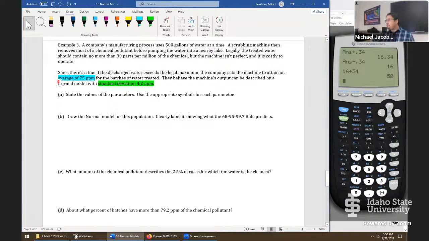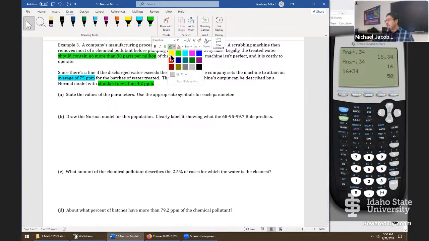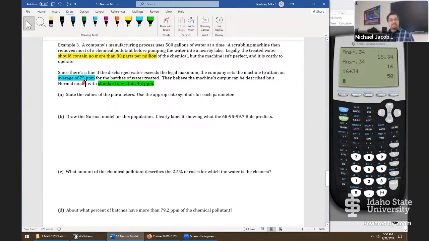So they're averaging 75 parts per million. It should contain no more than 80 parts per million. And so they feel like, that seems right. Except the average is never, ever the full story when it comes to these kinds of things. Standard deviation is kind of large. And so we wonder, is that large enough to get the company in trouble potentially?